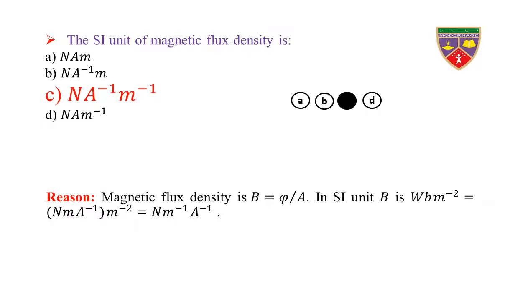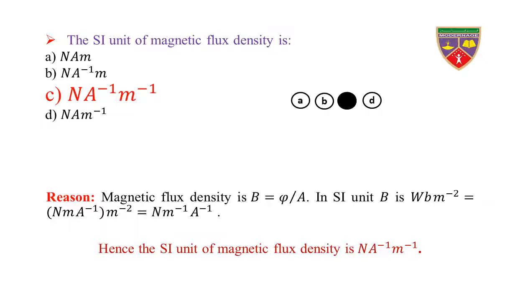Reason: magnetic flux density is B, which is equal to magnetic flux divided by area, phi divided by A. In SI unit, B is Weber per square meter, which can also be written as Newton meter per ampere per meter square, where Newton meter per ampere is the unit of the flux, which is equal to Newton per meter per ampere. Hence, the SI unit of magnetic flux density is Newton per ampere per meter.